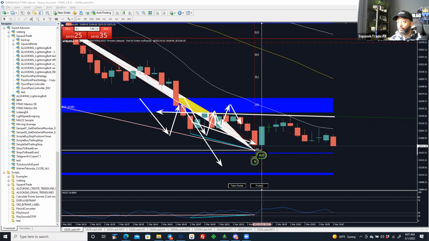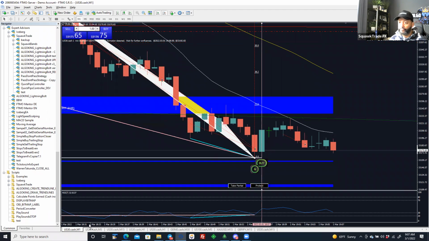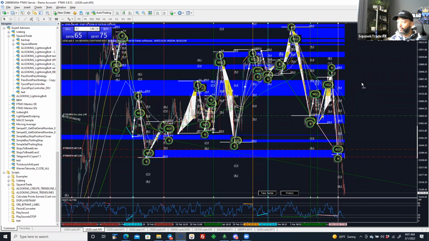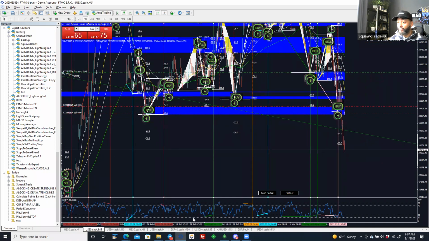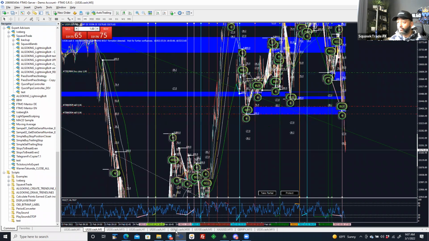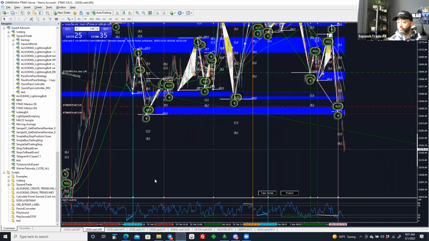It was like a cookie cutter, to the book move here, and it played out well, and I can continue to play. If I were to target this, let me see if there's a target. Let me clear all this stuff out. Let's see where we think price could go. Wow, this is great. So at this point, I don't have any zones in these areas, which I don't like.